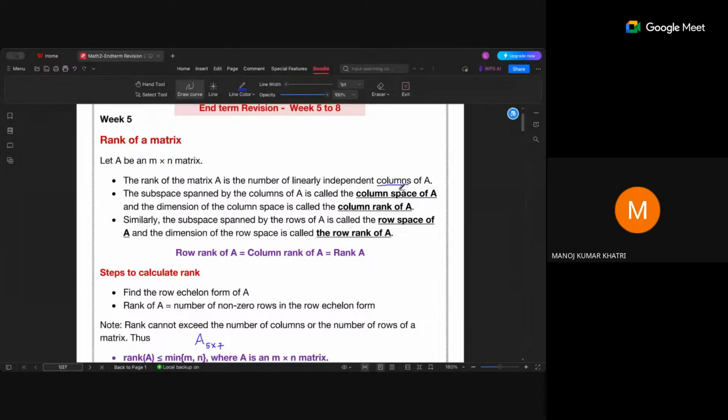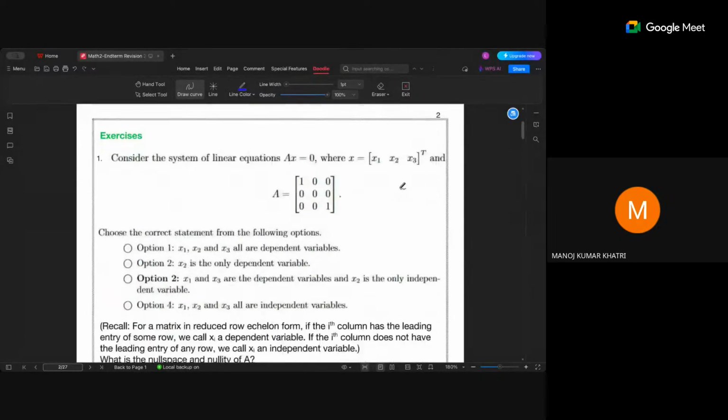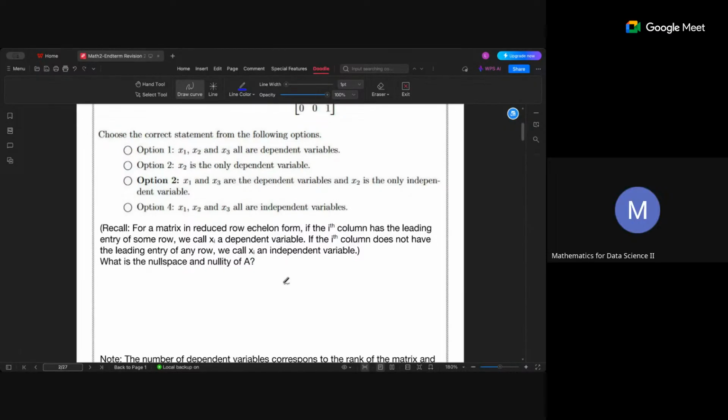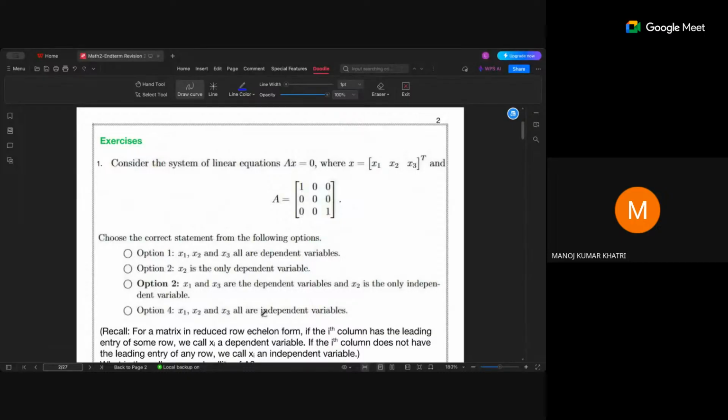Ma'am, can you clarify the relation? I remember that the number of dependent variables is the rank of the matrix. Is this what you are asking? I just want to know how these two are the same, how the number of dependent variables and the number of independent columns are related and correspond to the same rank of the matrix.